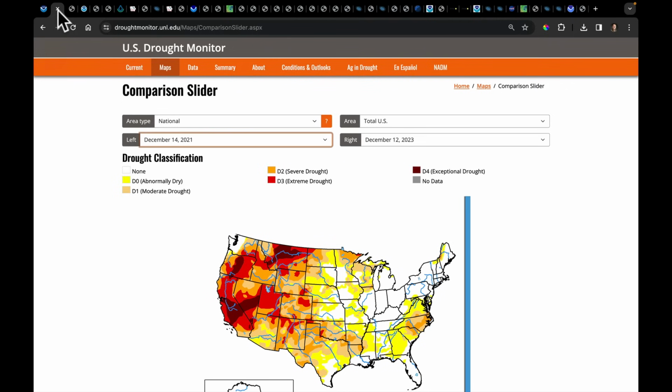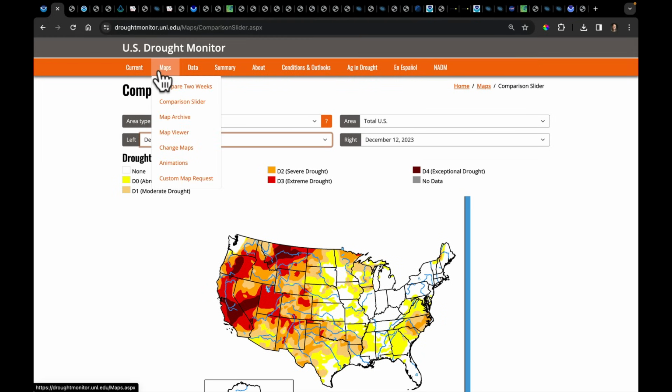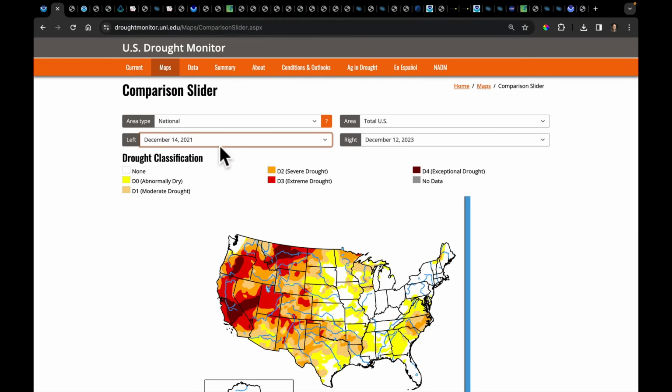Now, that's just a little bit of backdrop to what the day means, but I've really been thinking a lot about this. One of the great things about the U.S. Drought Monitor is that you can do the comparison slider. It's under the Maps tab. You just come right down here to comparison slider, and you can choose your dates. So on the left of this line, which is what you see here, I have December 14th of 2021. I went pretty far back here.